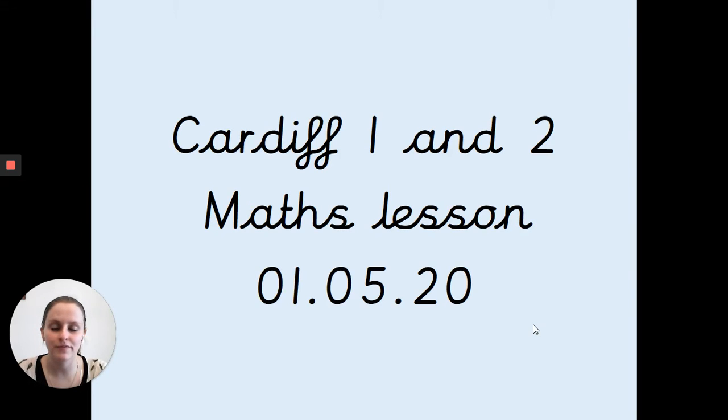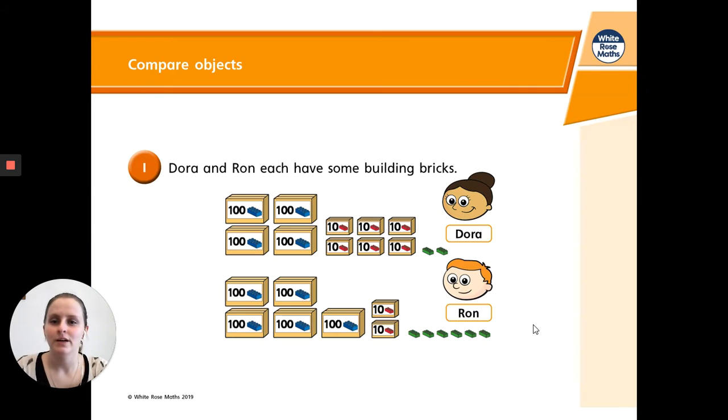Our last math lesson of this week. So moving on to something a little bit different today, still on place value, but not number lines. Happy 1st of May as well. Okay, let's get going. So today we are comparing objects, okay?